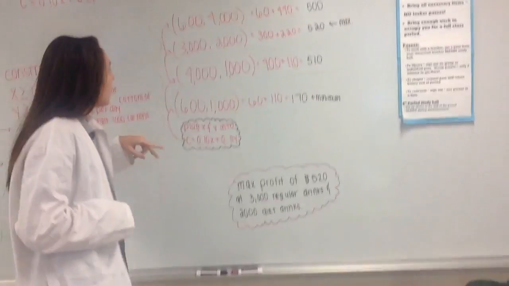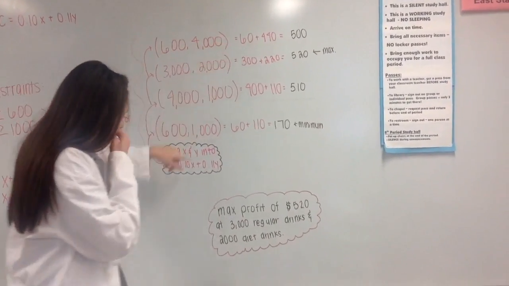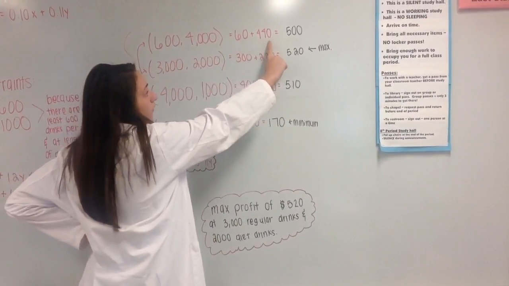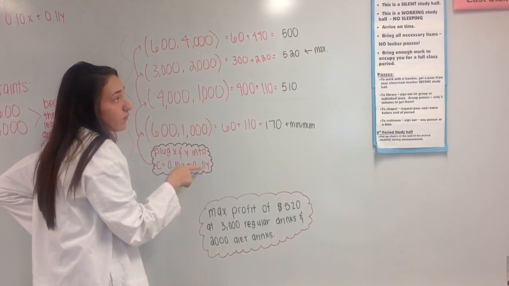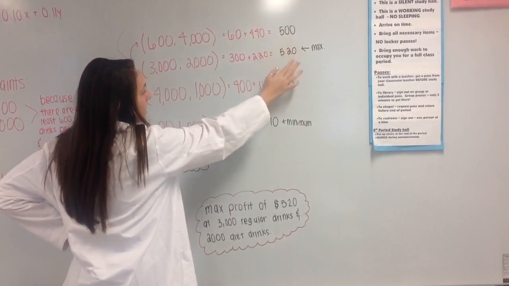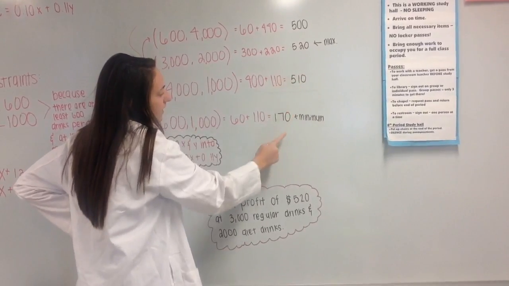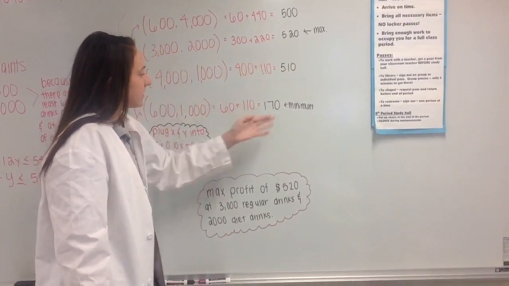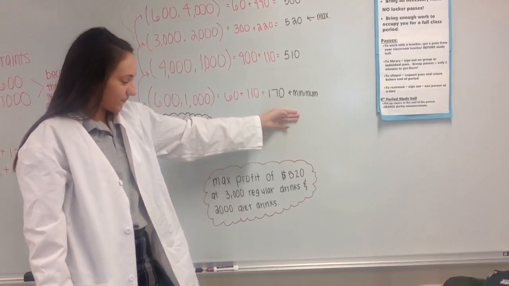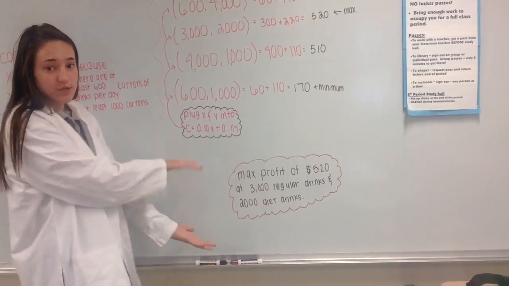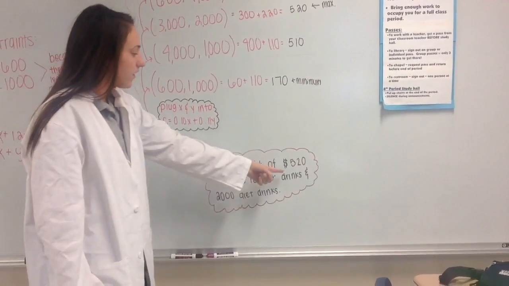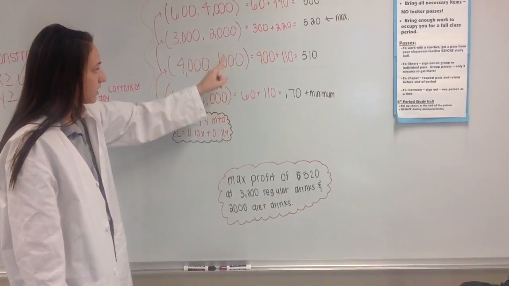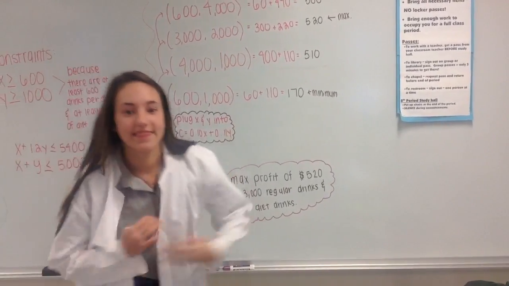Alright, let's do this. So we plug in 600 times 0.10 and we get 60, plus 440, because we plugged in 4,000 for 0.11y. And then we get 500. Same for the rest, and then we get 520, 510, 170. So as you can tell, this is the highest number, so that's our max, and this is the lowest number, so that's our minimum. So now for our conclusion, we write the max profit of $520 at 3,000 regular drinks and 2,000 diet drinks. That's it.